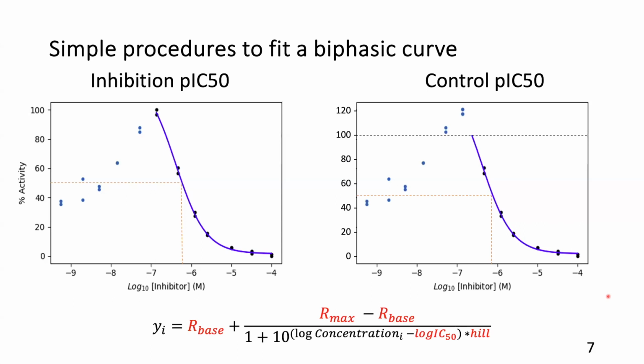Another possibility is to use the Rmax value, or the maximum of the curve, based on the negative control. That's what we refer to as the control pIC50, and that's on the right. You can see that there's a shift to the right of the control IC50 relative to the inhibition pIC50 for the analysis of these biochemical concentration response curves. It was not clear at this time whether this is meaningfully connected to the cellular activity of the inhibitor.